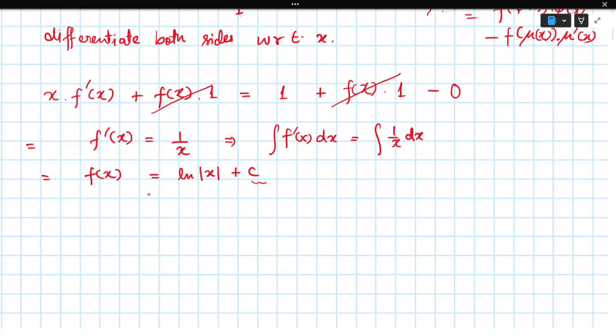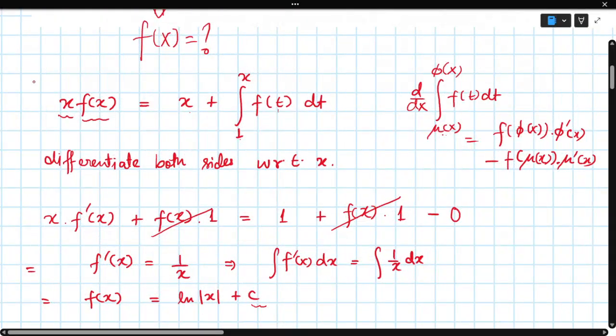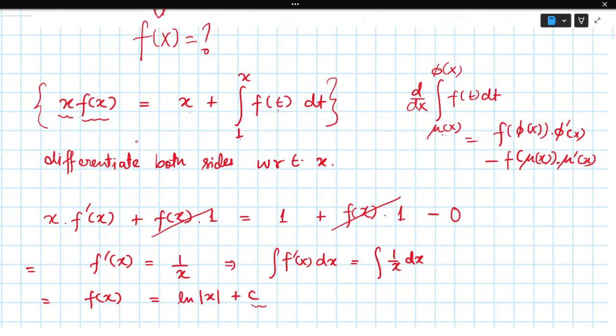So what should we do? If you observe the original equation, just try to put x equal to 1. Substituting x as 1, we get 1 times f(1) equals 1 plus the integral from 1 to 1 of f(t) dt, which is 0 because the upper and lower limits are the same, so the definite integral is 0. Therefore we conclude that f(1) is 1.